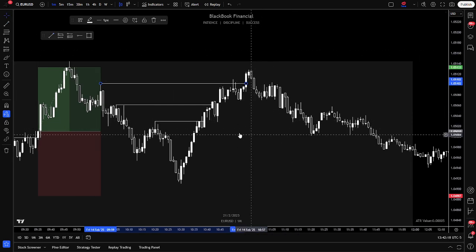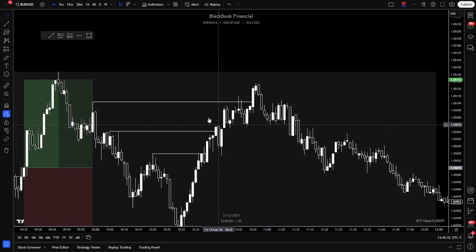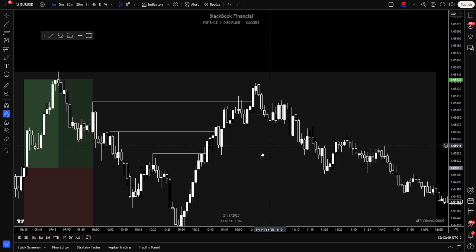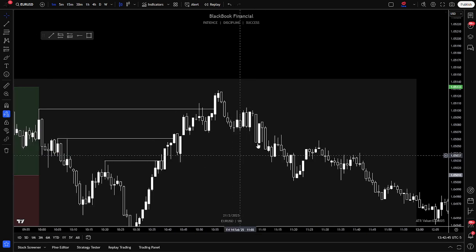And this is also a beautiful example of why not to enter on an inversion fair value gap, right? You can see this fair value gap gets reversed right here after liquidity is drawn from this swing point. Liquidity gets swept. We get an inversion fair value gap right here. That's the signal to enter short, right? You put your stop loss above this level, and then you get smacked. Why is that? Because you didn't wait for the market structure to shift, right?